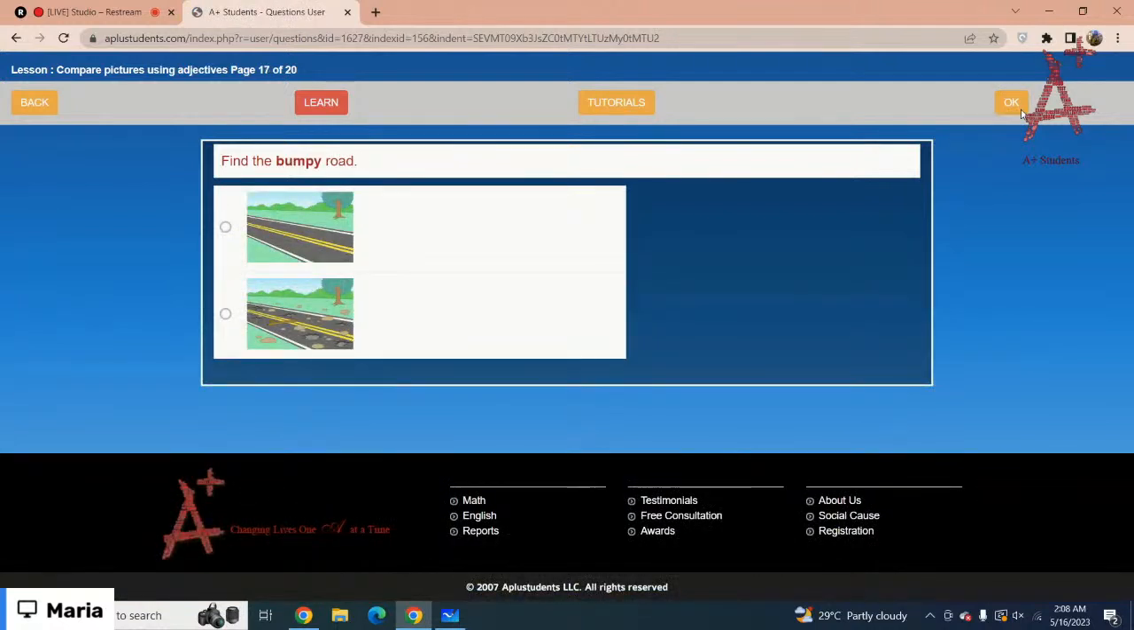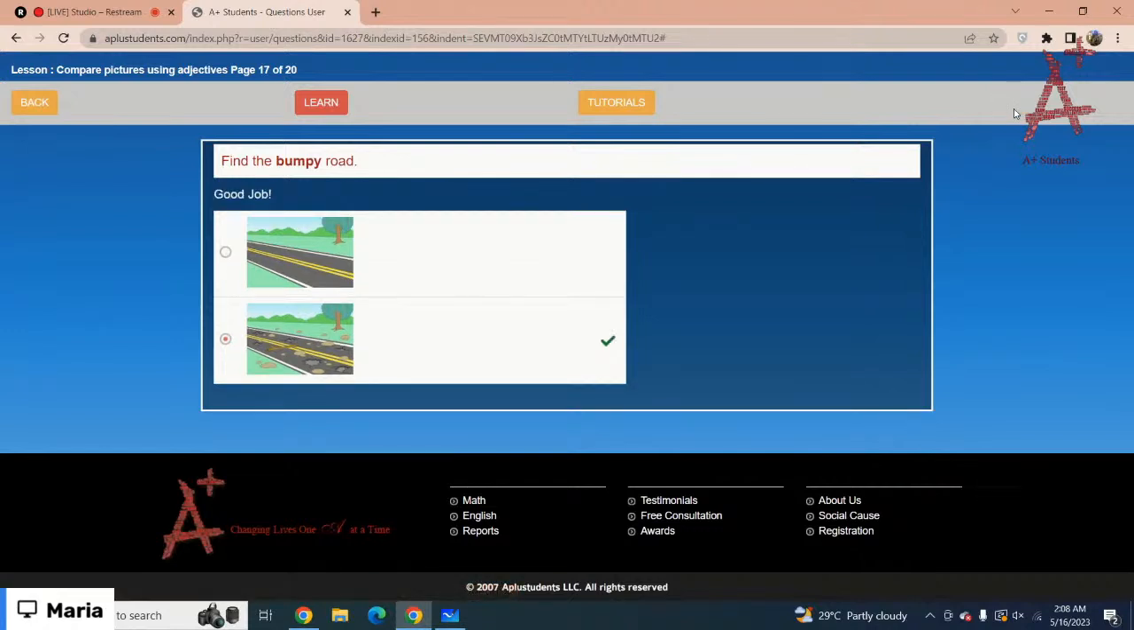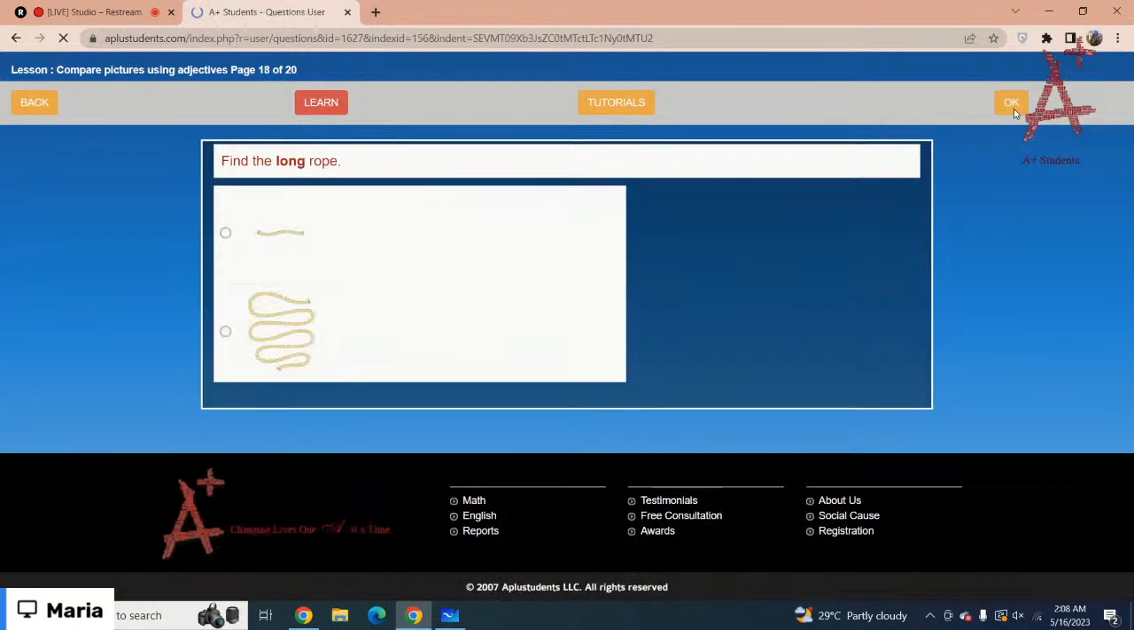Which road? Find the bumpy road. Which one is bumpy? Yes, the second one is the bumpy one. Okay, find a long rope. Which rope is long? Yes, the second one is a long rope.